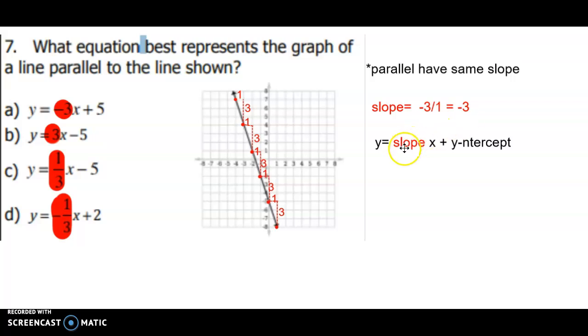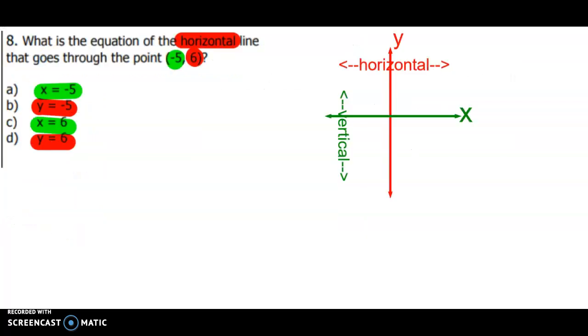All right? So I know that the linear equation is y equals my slope, x, and y-intercept. So my slope is negative 3. So if I look over here, the only answer that has a slope of negative 3 is A. So I can see that A would be my answer because A has a slope of negative 3.